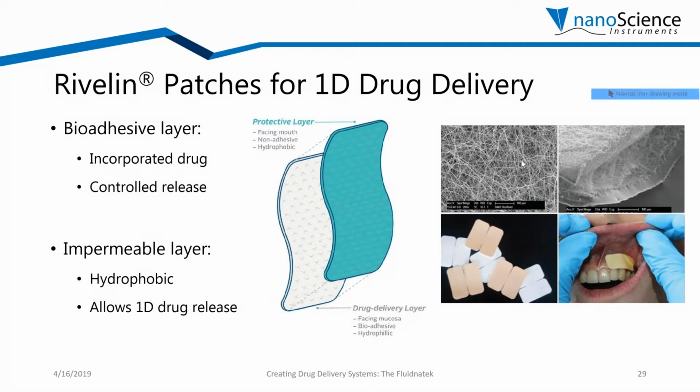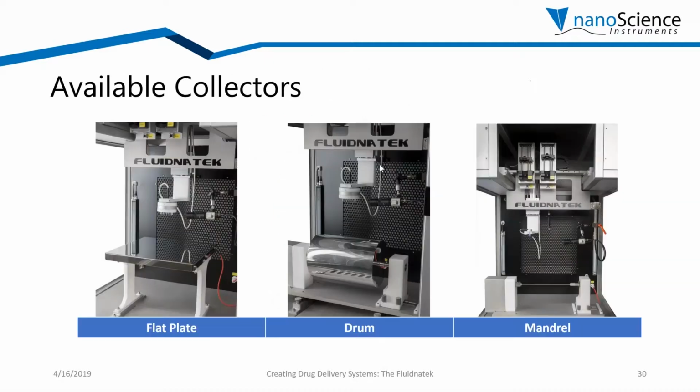All right. And then in terms of collecting fibers and particles by these techniques, we require a collector. All Fluidnatek units offer multiple collectors according to your research needs. We have flat plate collectors for either random structure or particles, or we can also create 3D structures, similar to 3D printing. Rotating drums for aligned fibers when high RPMs are used. It can also be used for random fibers when low RPMs are used.